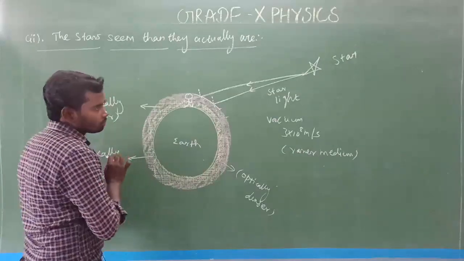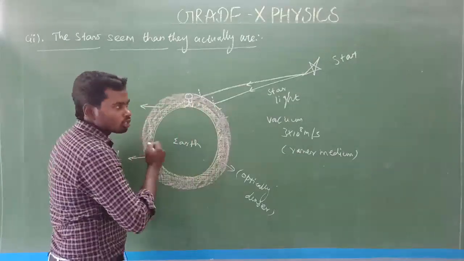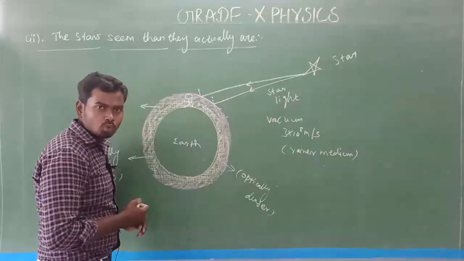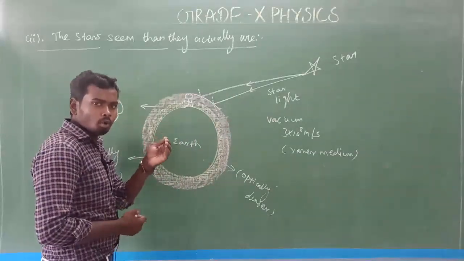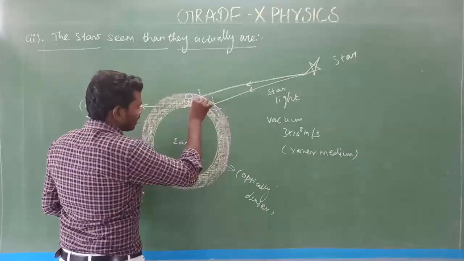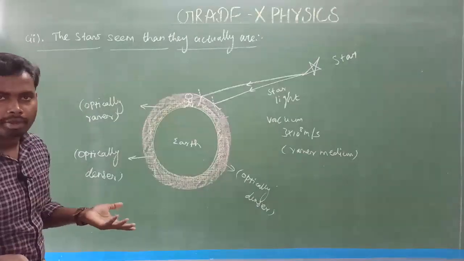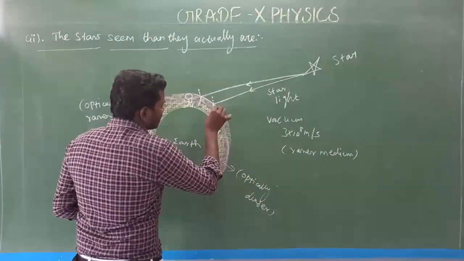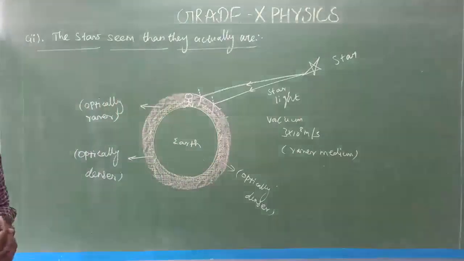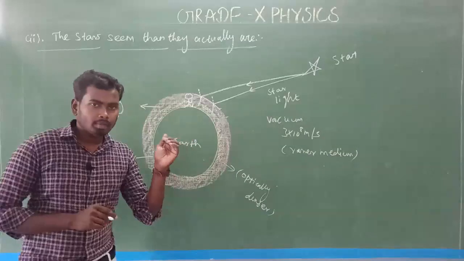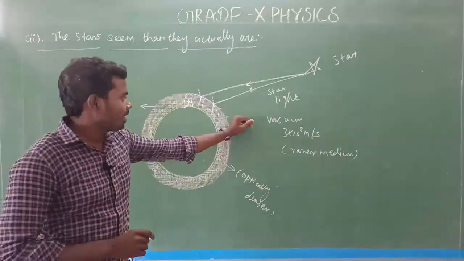Draw the normal. Whenever light goes from optically rarer medium to denser medium, what will happen? The speed will decrease, due to which the refracted ray will move towards the normal. So this is the normal, it will move towards the normal like this. Am I right? Yes. So again the second ray also moves towards the normal like this. So this is the scenario between the space and the atmosphere.